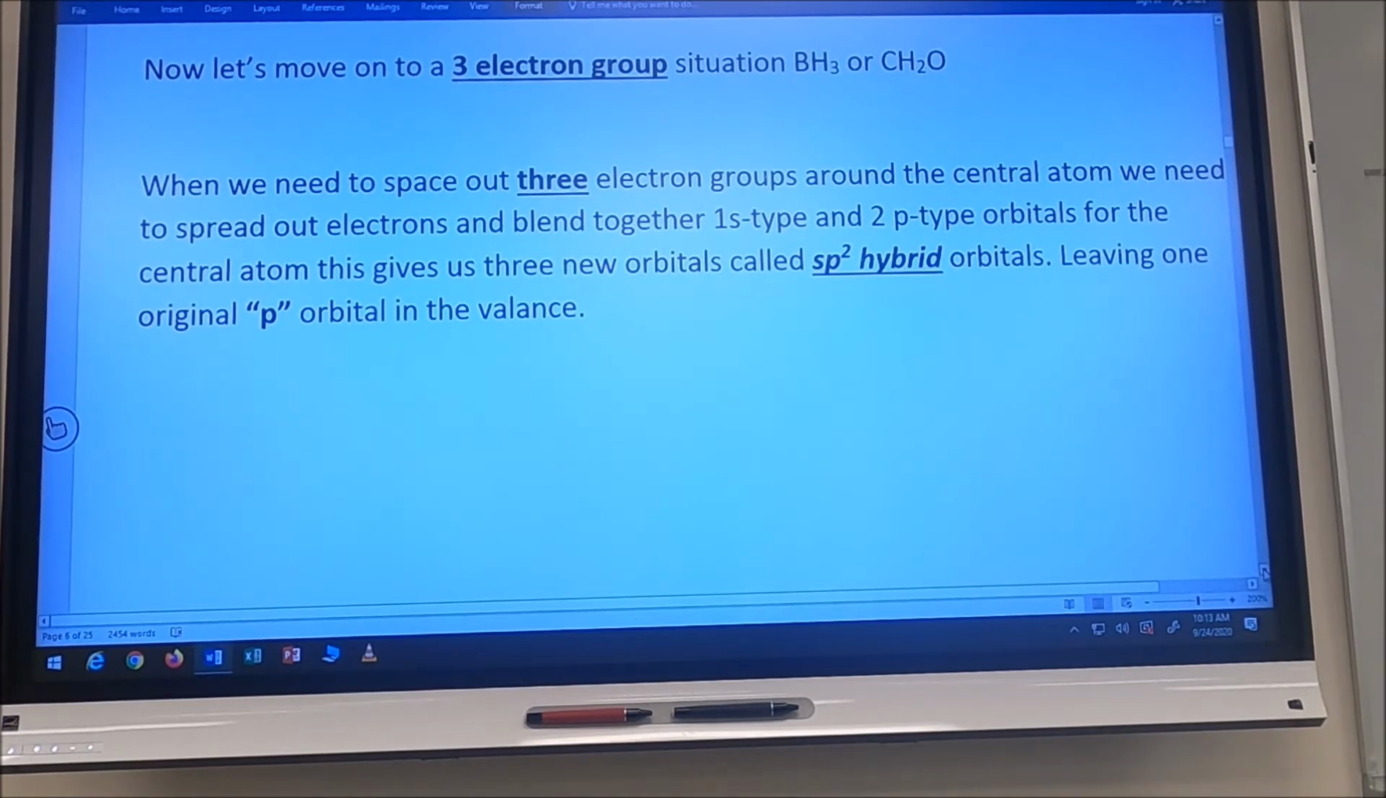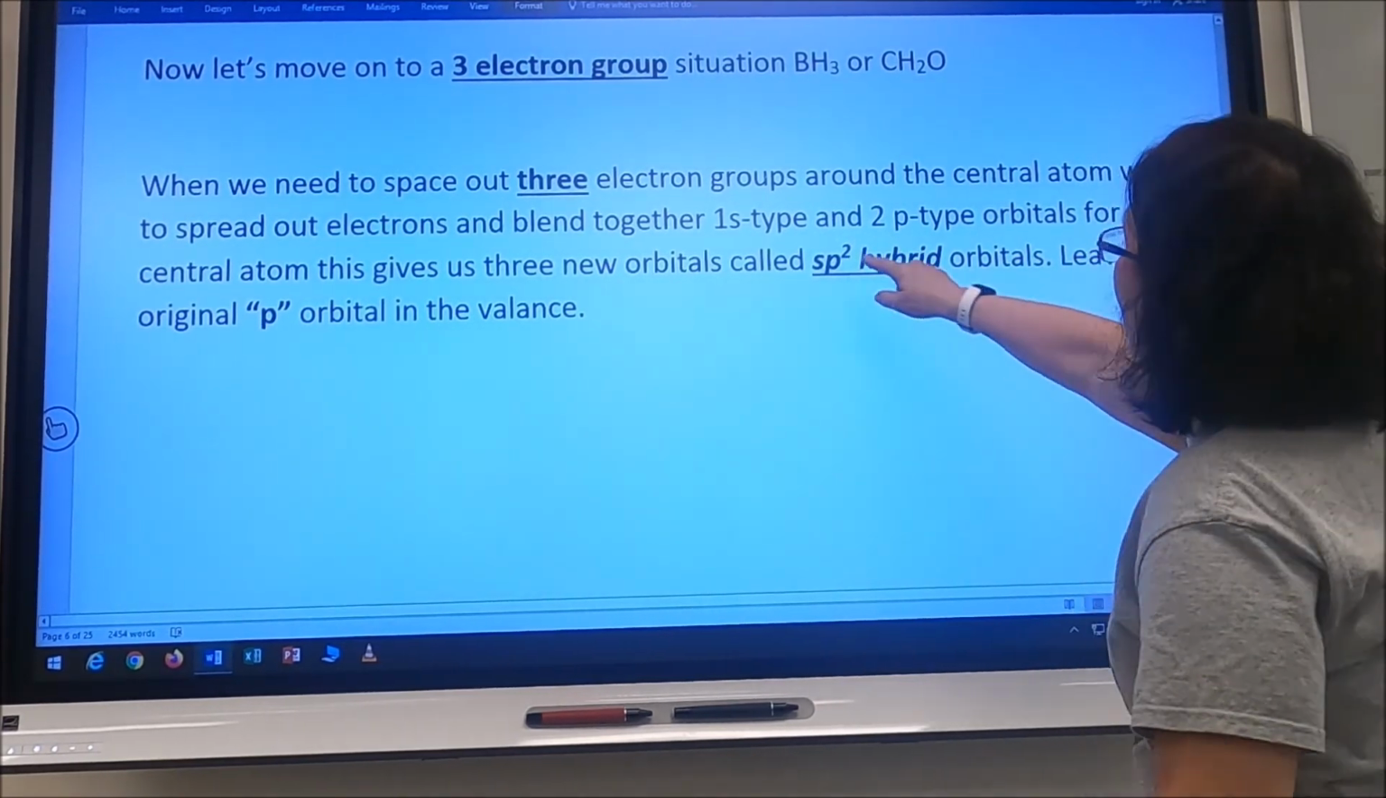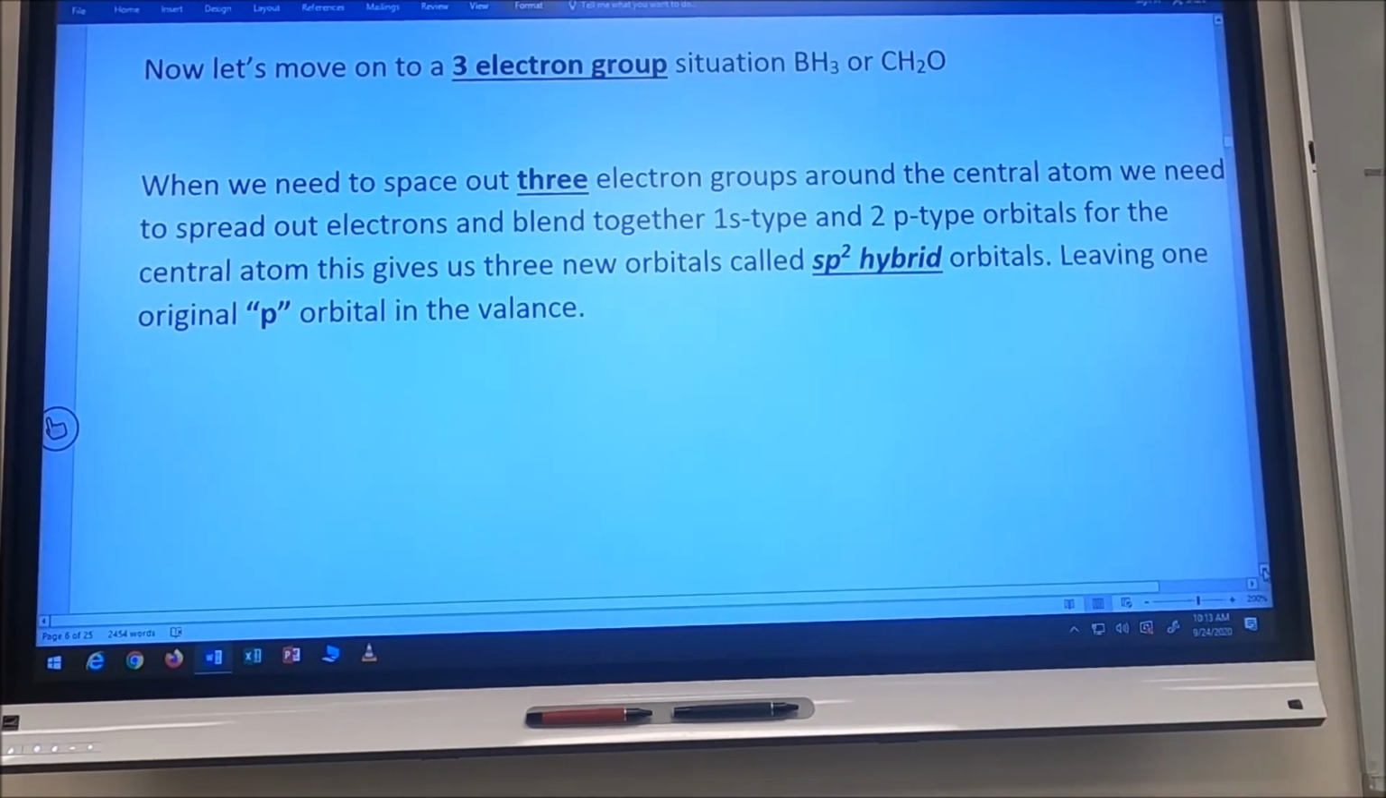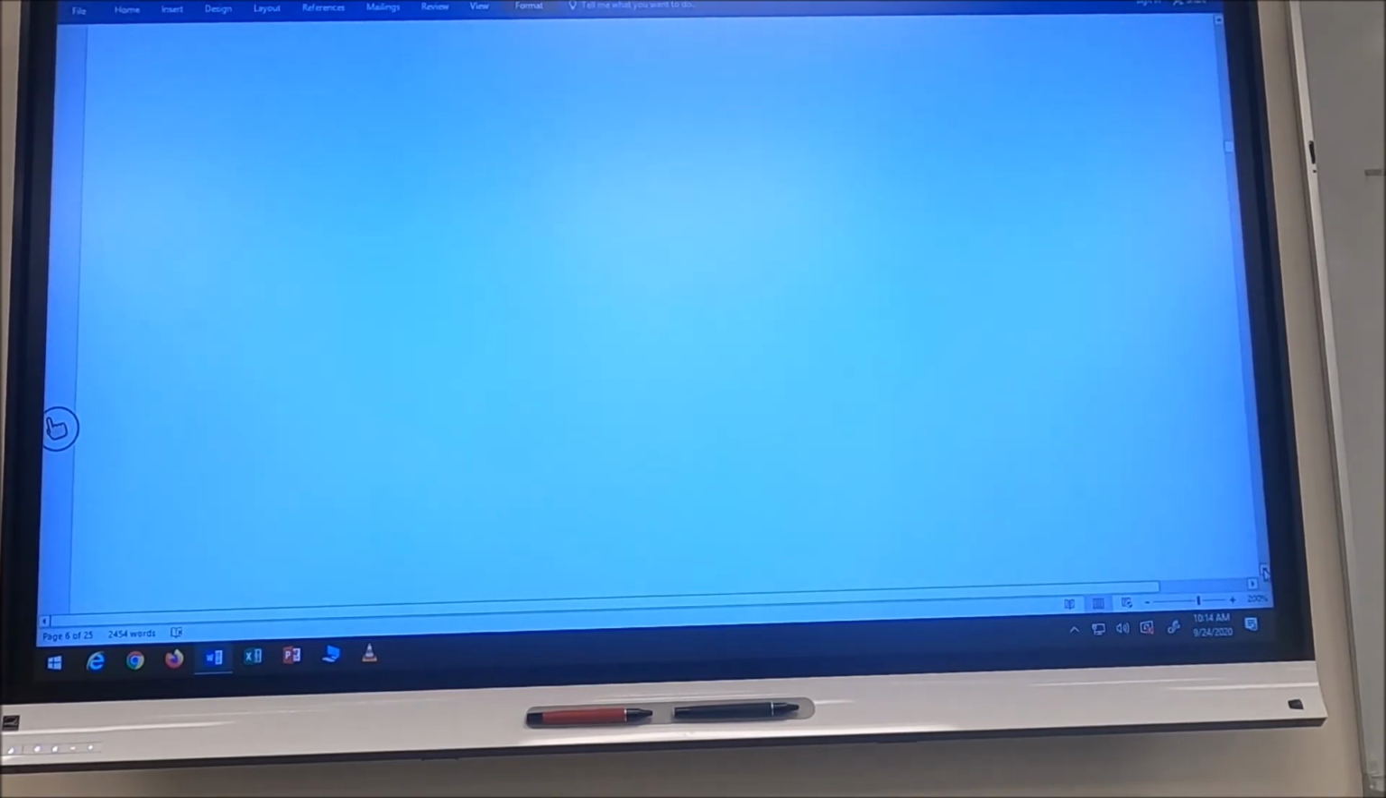Okay, with 3 electron groups, such as boron trihydride or CH2O, we need to space out 3 electron groups around the central atom. So we need to spread out the electrons and blend together 1 s-type and 2 p-type orbitals for the central atom to give us a hybridization called sp2. Notice 1 s and 2 p's. 1 plus 2 is 3. We blended together 3 orbitals. Okay, that leaves 1 p orbital in the valence that wasn't touched, wasn't used in the rebuild.